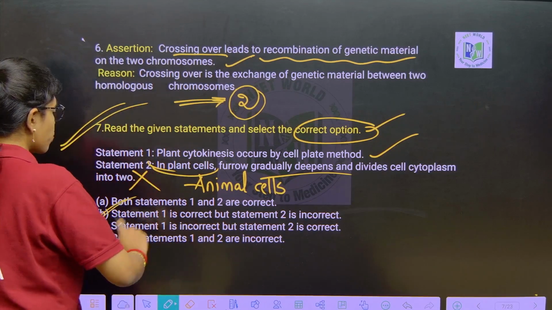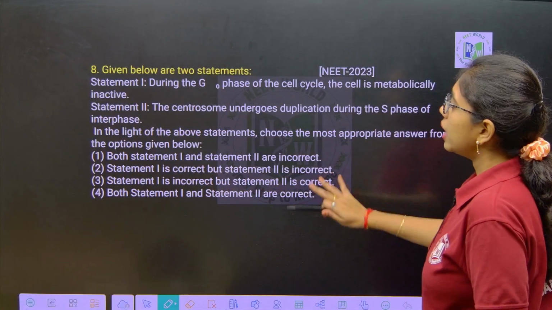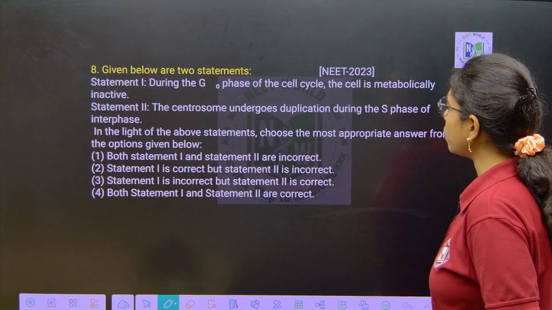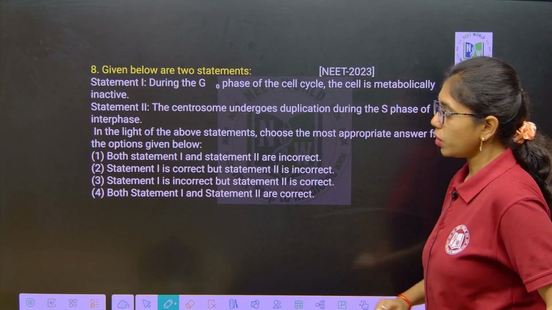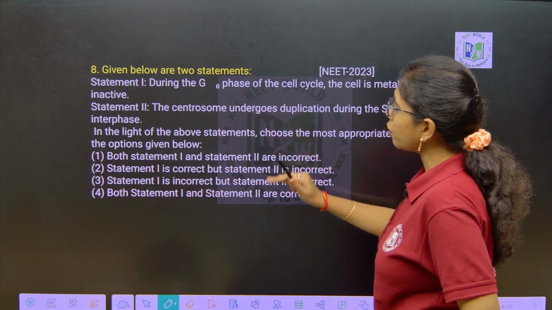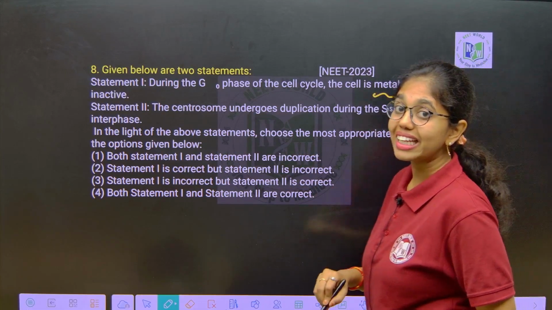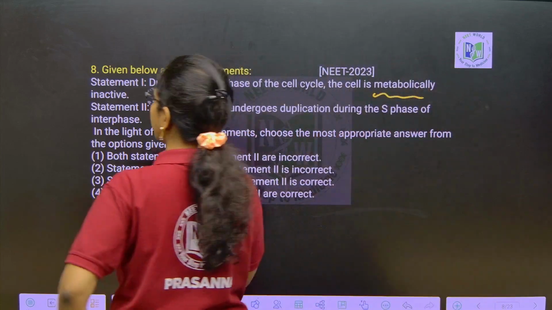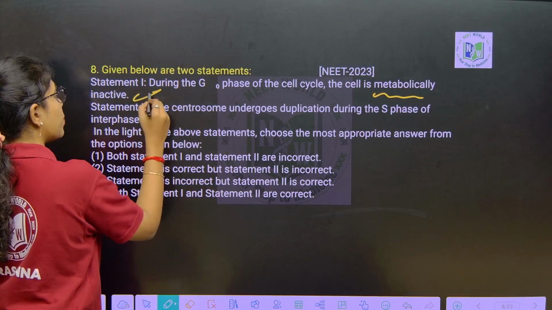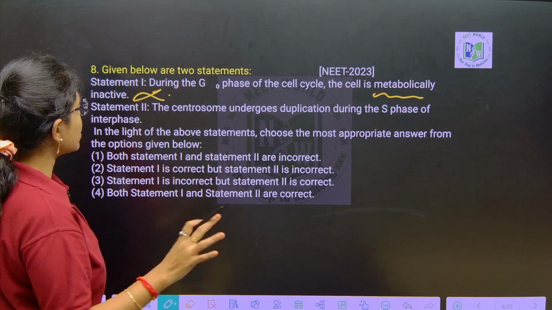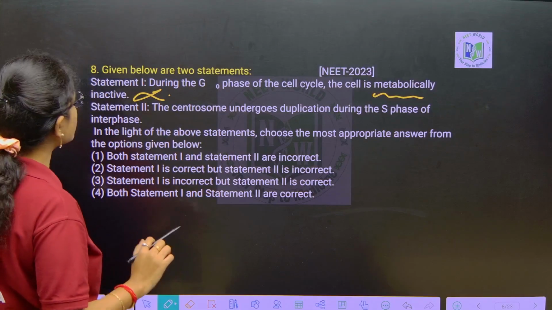So in this case we have to choose option B. And then this is again a statement based question which was asked in NEET 2023. Statement 1: during G0 phase of the cell cycle, the cell is metabolically inactive. That is quite a wrong statement. The cell is metabolically active. So statement 1 is wrong.